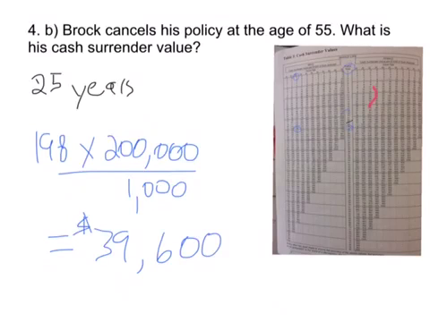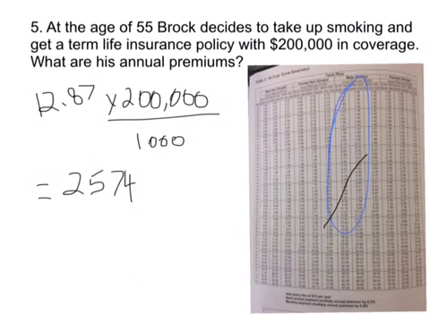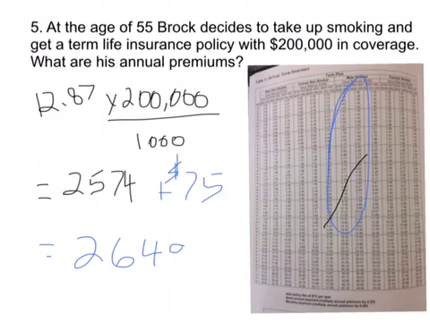Okay? Last question. So we get $1,287 from our chart because he's 55 years old. He is a male smoker and he wants $200,000 in insurance. So it's going to be in there. All right, so $2,574. Don't forget, this is an insurance policy, so we need to add the $75 annual fee. And we get a final answer of $2,649 per year. Done.